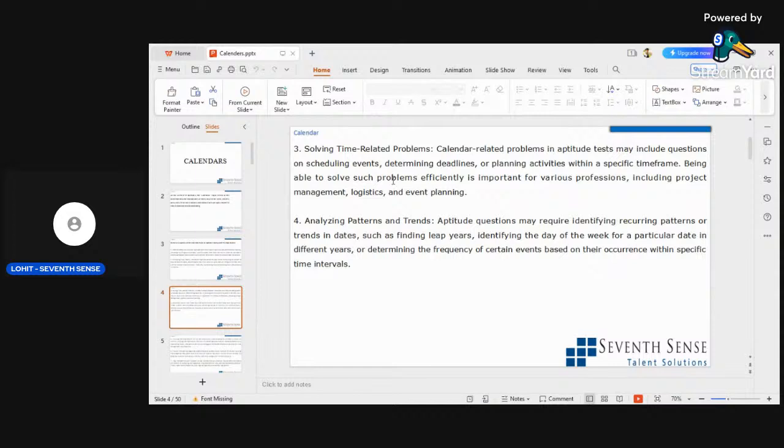The third thing is solving time related problems. Suppose you want to go somewhere, you're going to see how many days you have. If we have 4 days, you're going to plan according to that, right? For that reason, we will be taking this calendar topic also. It is included in analytical patterns also.